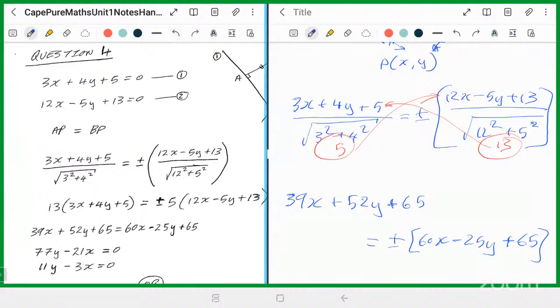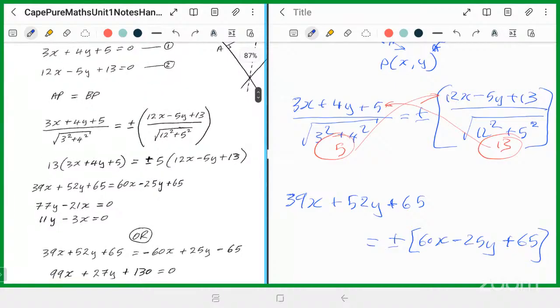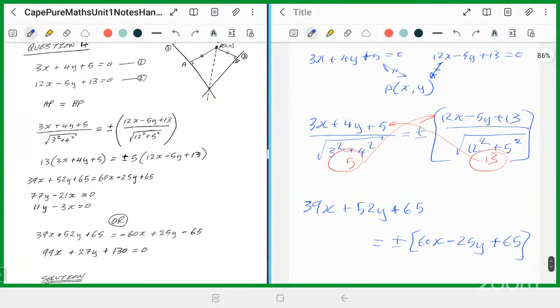Alright? So I multiply by the 13 over here. Multiply by the 5 over here. So I'm working in two ways. I'm working with the plus to get this. I'm working with the minus to get this. So I get the two equations. That's this one and that one. So it's there. But that is the key steps, guys.